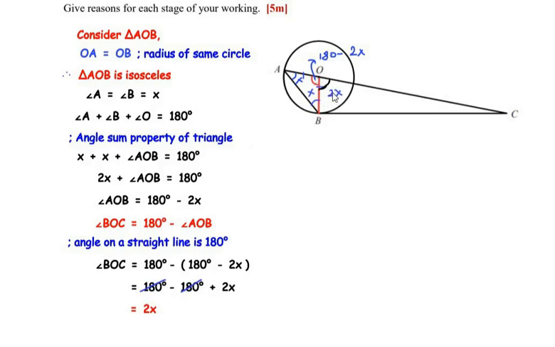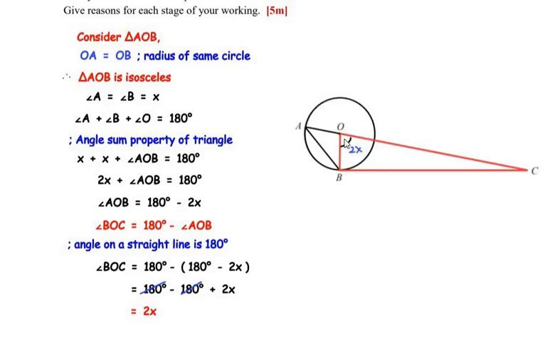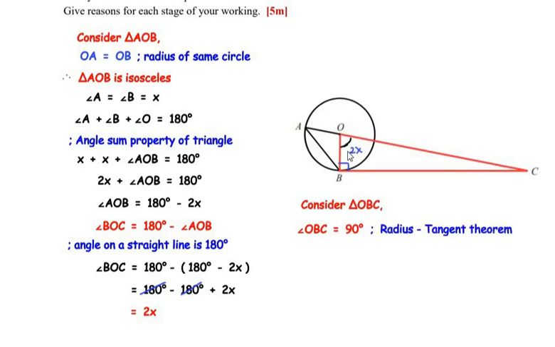Now once we have got this, let us focus on the triangle BOC. Now we know that the radius always makes a 90 degree angle with the tangent touching it at the point of intersection, that is by radius tangent theorem. So here in this triangle, since OB is a radius which is touching the tangent BC at point B, angle OBC becomes 90 degree angle by radius tangent theorem.